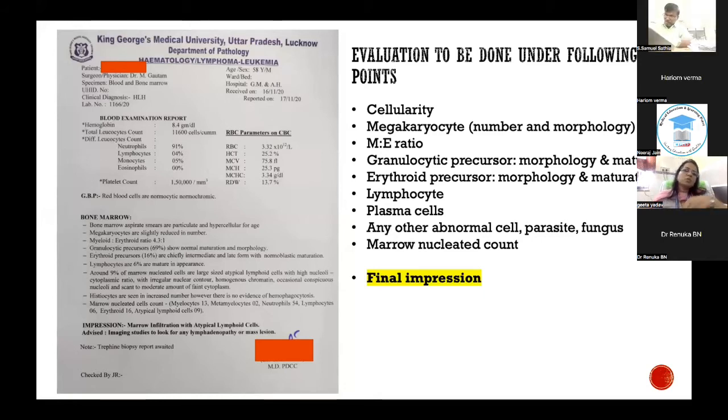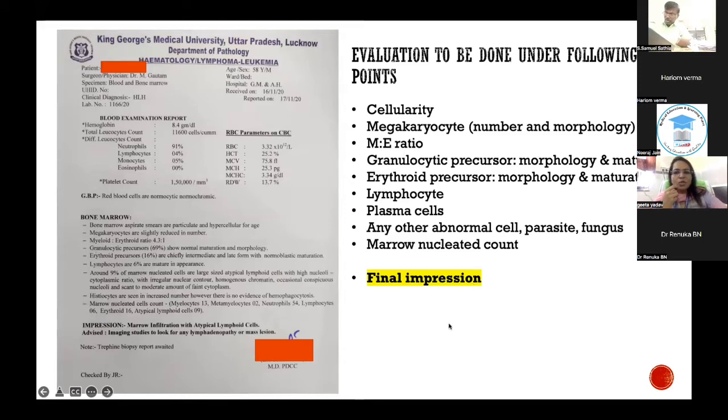Based on the peripheral blood finding and the bone marrow aspirate finding, we issue a final impression. And if a bone marrow trephine biopsy is required for confirmation, we note a line under the report.